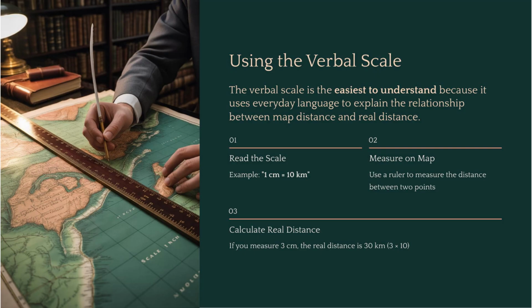Let's practice with the verbal scale. If a map says 1 centimeter equals 10 kilometers, it means you can take a ruler and measure the distance between your town and the next town over. If that distance on the map is 5 centimeters, you just multiply 5 times 10 kilometers, which tells you the real-world distance is 50 kilometers. It's straightforward multiplication, turning map inches, or centimeters, into real miles or kilometers.